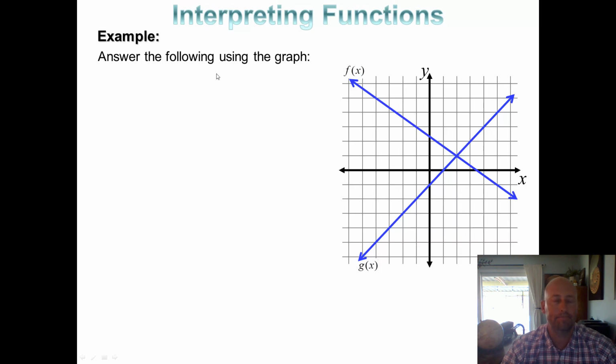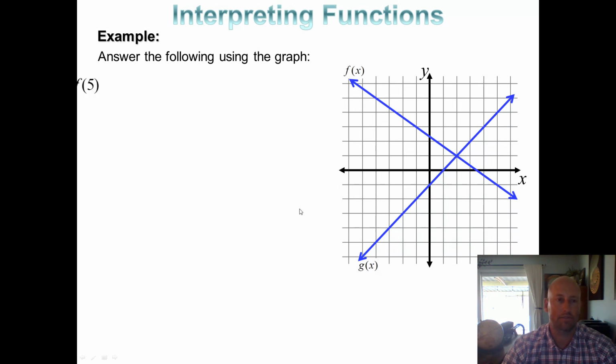So here it says to answer the following using the graph. Okay, so notice we have function f and we have function g down here. One of them is a linear function going up, the other one is a linear function going down. So one of them has a positive slope, the other has a negative slope. They do intersect somewhere. Where they intersect is where they are equal. That's the only place where they're equal, right there at (2, 1). That is where f of x equals g of x. On each side of that, on the left side and on the right side, one is above the other.